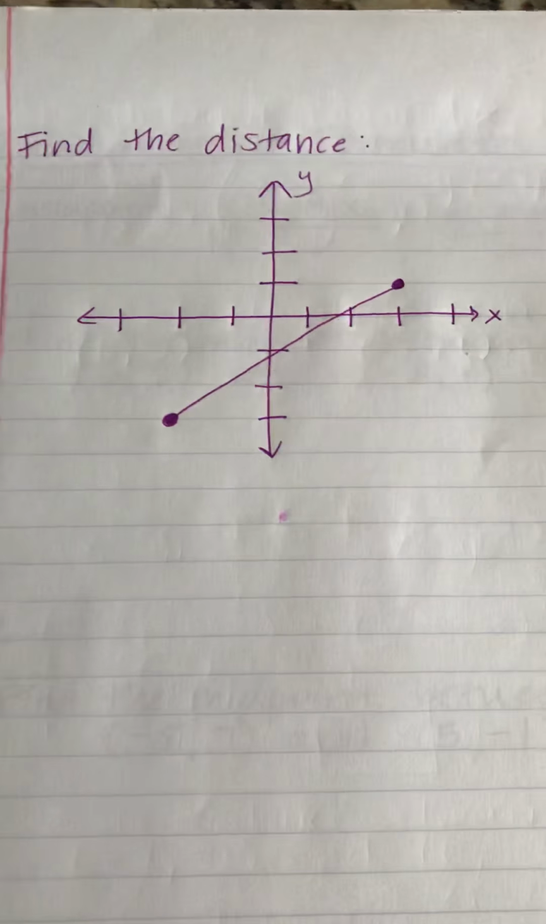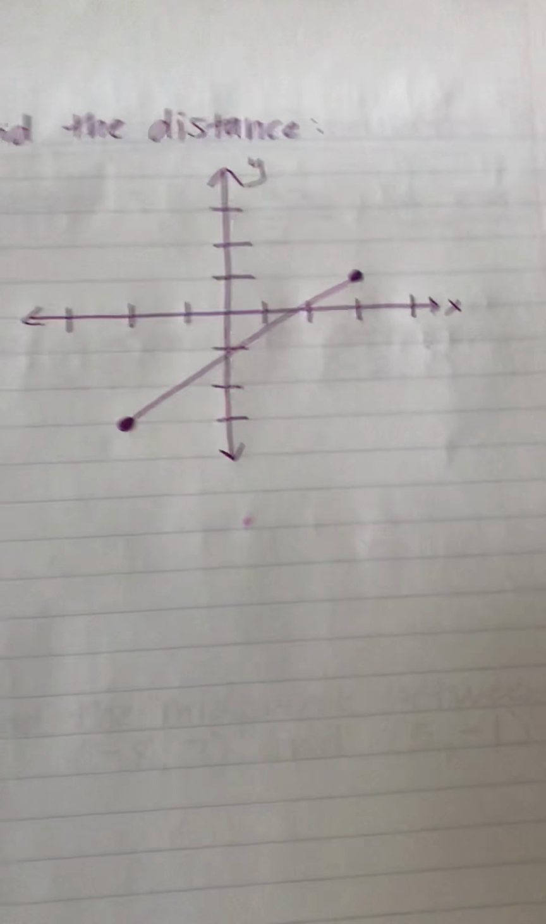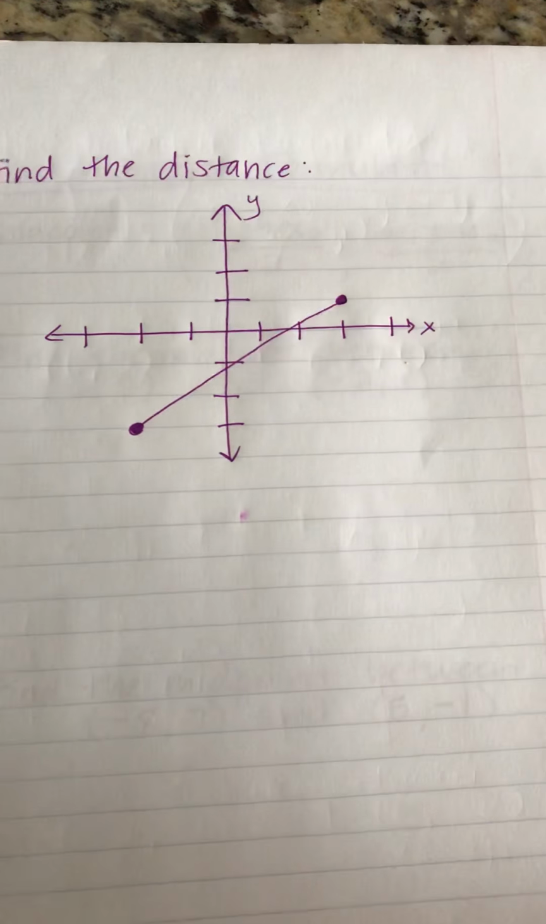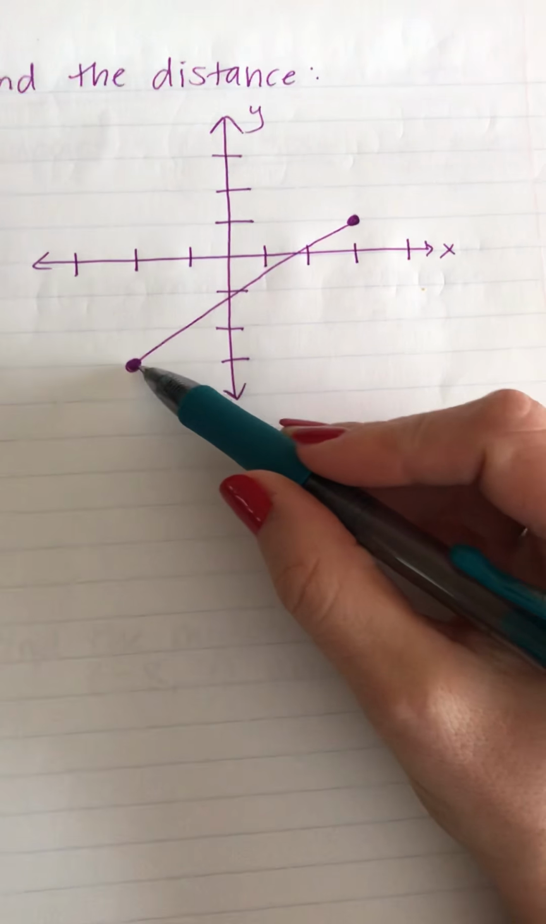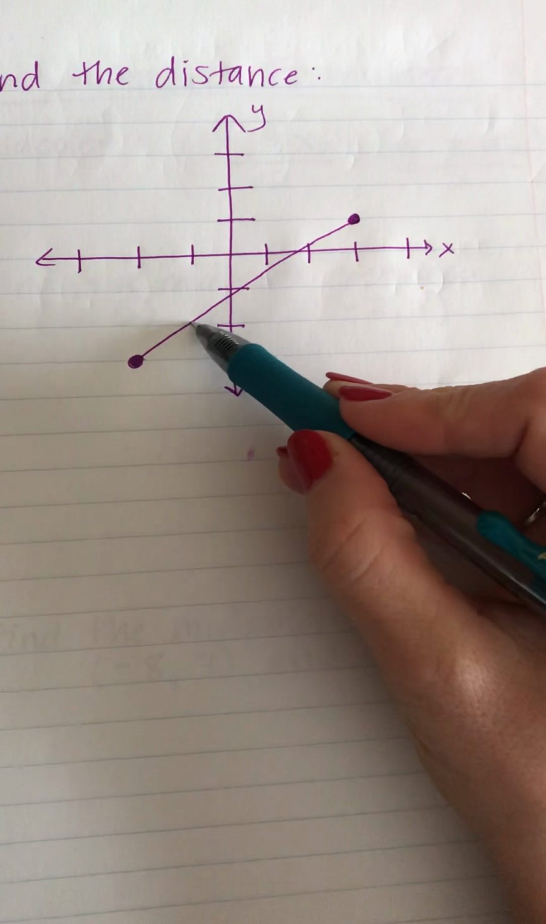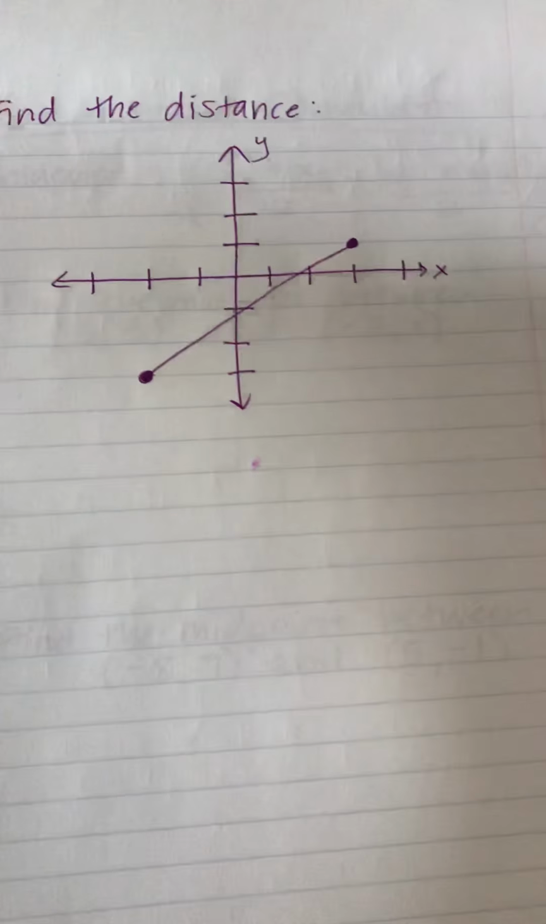Okay, y'all, now I'm going to show you how to find the distance when you're given a graph. This is a little bit different because we're not given the actual points. I didn't have any graph paper here at home, so I had to draw it, so I know it's not the greatest. But as you can see, I can't just say, oh, there's 1, and there's 2, and there's 3.